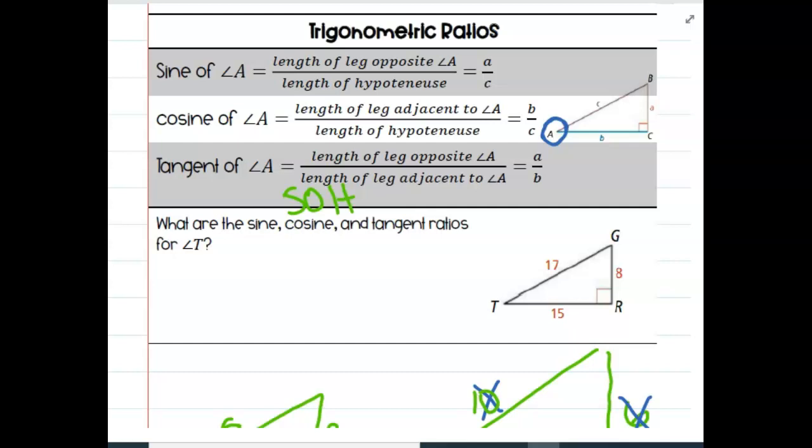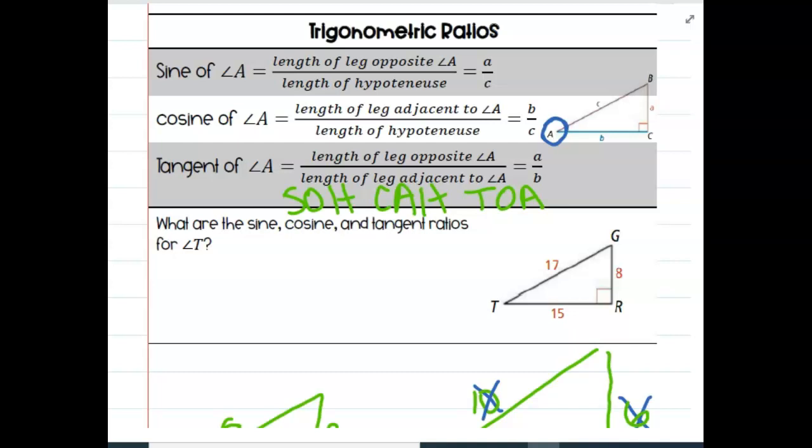Anybody know what this is going? Remember this? No? Yeah. Okay. Cosine is the leg adjacent over the hypotenuse. So cosine is adjacent over hypotenuse. And then tangent is the leg opposite over adjacent. So tangent is opposite over adjacent. SOHCAHTOA. That's what you've got to remember. SOHCAHTOA. That will help you remember the three trigonometric ratios.